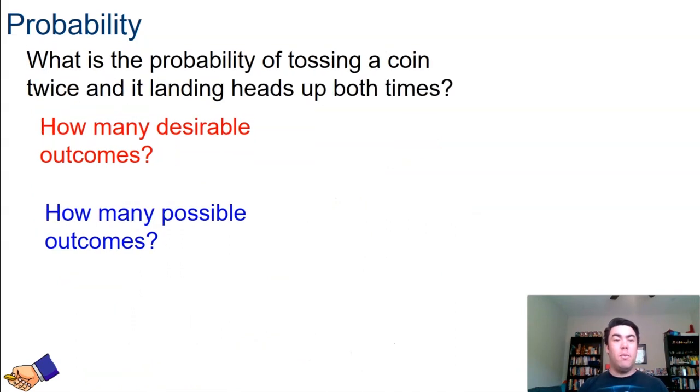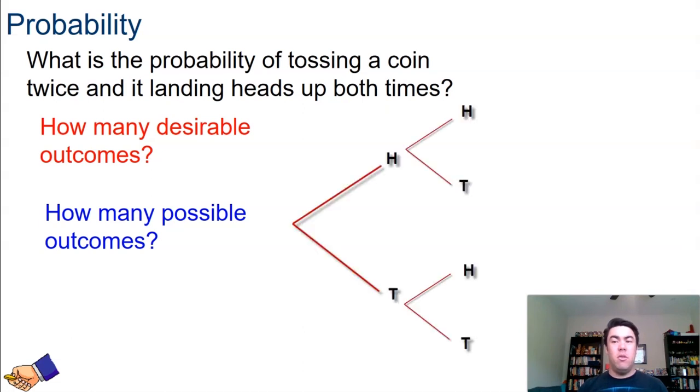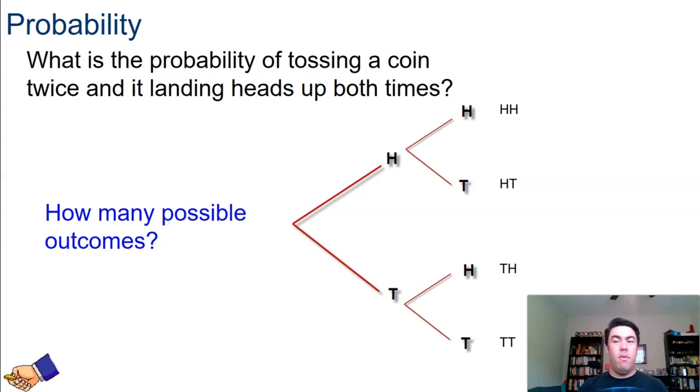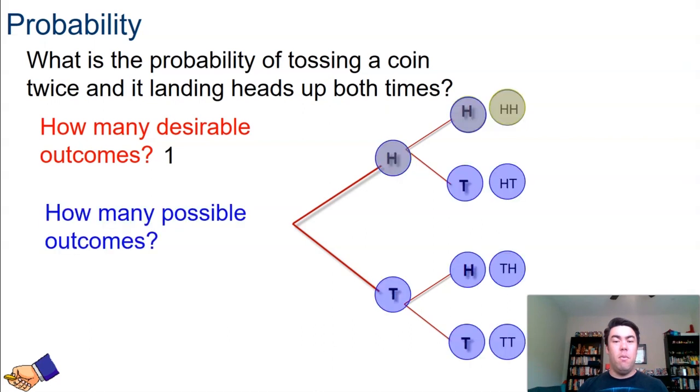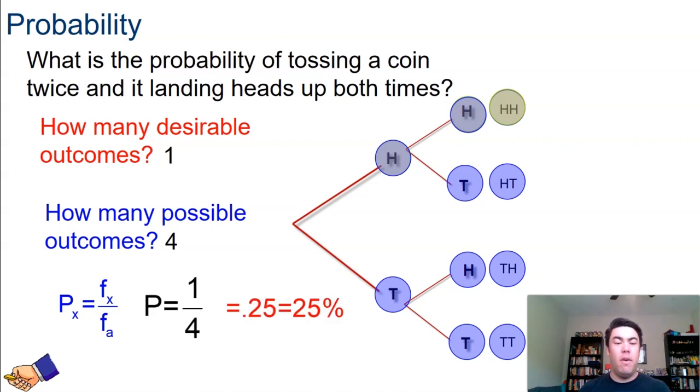We could ask ourselves, what is the probability of tossing a coin twice and it landing heads up both times? So there's our tree. And how many desirable outcomes do we have? Well, we want heads, heads. And that only happens once in our tree. How many possible outcomes are there? There are 4 possible outcomes. So heads, heads, heads, tails, tails, heads, and tails, tails. And it's important to note here that heads, tails and tails, heads are different outcomes. So the probability of heads, heads would be 1/4 or 0.25 or 25%.